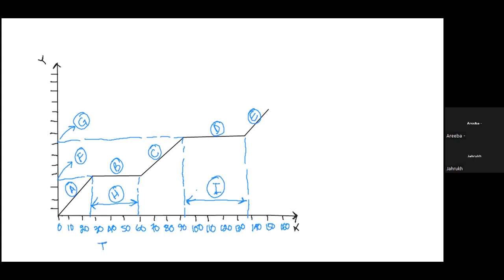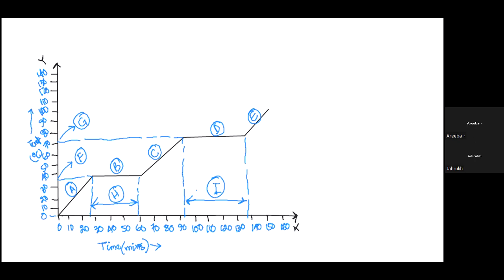Let's say that this is time, and time is taken in minutes, and it is increasing from left to right. Let's say this one is temperature. Temperature is being taken in degrees centigrade. This is 0, 10, 20, 30, 40, 50, 60, 70, 80, 90, 100. This was supposed to be 100, 110, 120, 130, 140 degrees centigrade. And let's say the temperature is increasing from bottom to top.